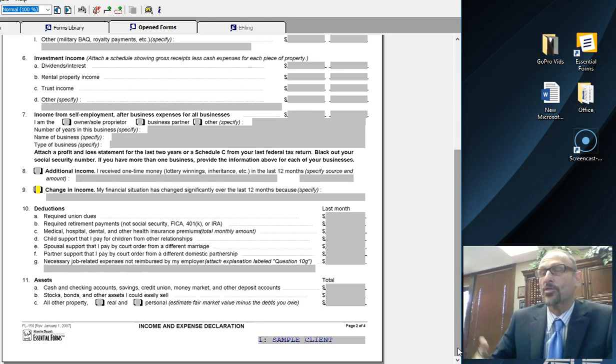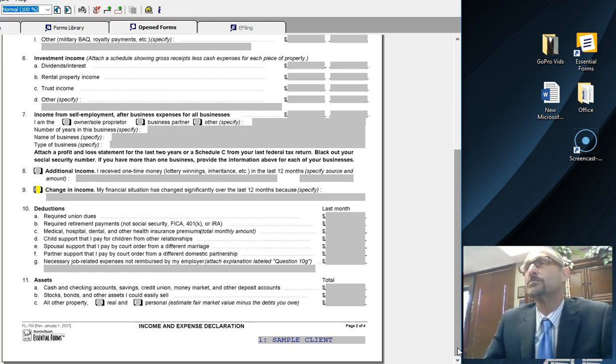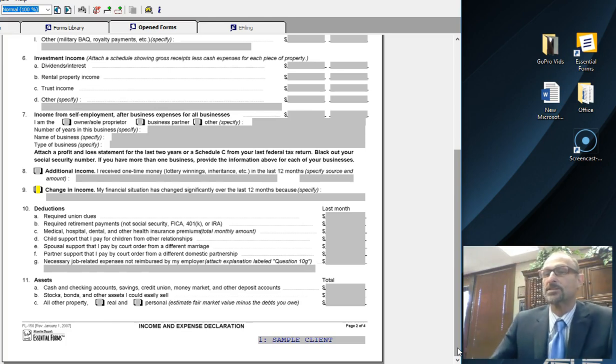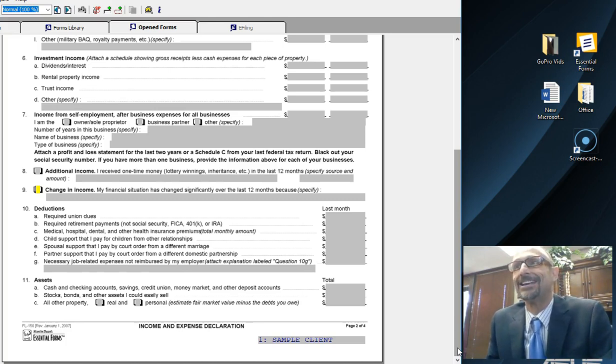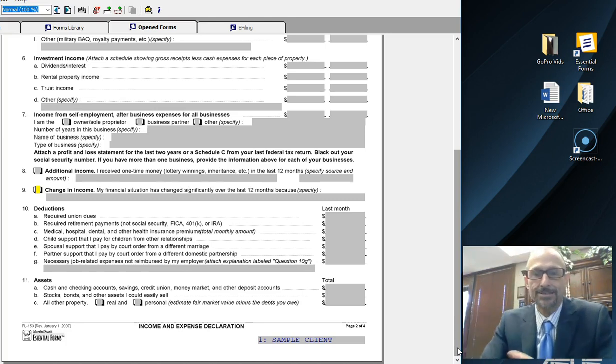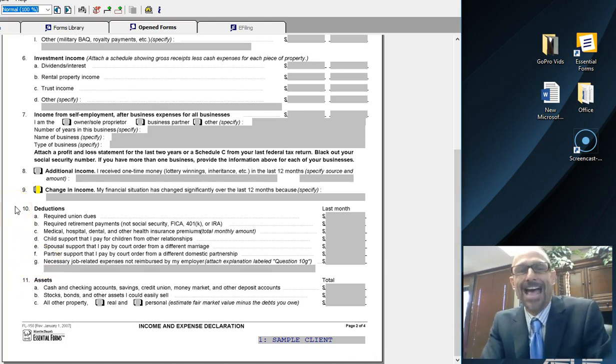So let's say, for example, you're the payor of child support or spousal support. That $2,000 a month is going to count as income that you receive for the purposes of paying child support or spousal support. So keep that in mind. If you are receiving $2,000 a month from your parents and you're the receiver of child support, you're going to get less child support because you're getting $2,000 a month in additional income. So keep that in mind when you're filling out this form. All right, let's move on to 10 deductions.